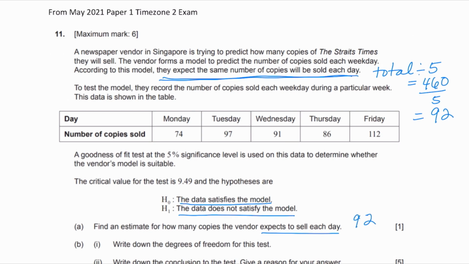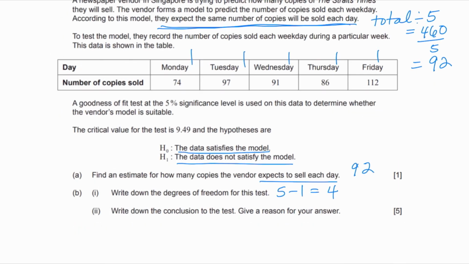It says write down the degrees of freedom for this test. Well, there are 1, 2, 3, 4, 5 days. So it's the number of columns or rows or categories. In this case, the number of days minus 1. So 5 minus 1 is going to equal 4. So the degrees of freedom is equal to 4. Write down the conclusion to the test. Give a reason for your answer.